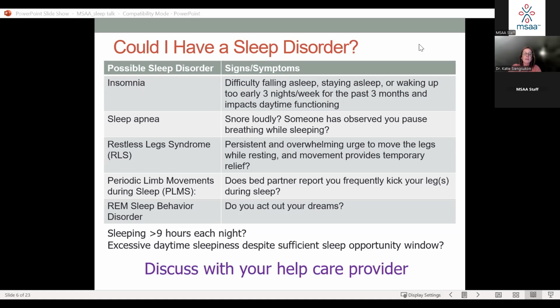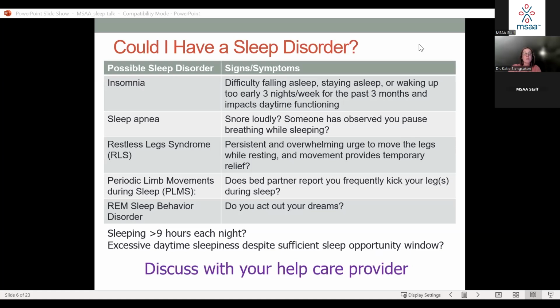Another common sleep disorder, and it has an increased prevalence in people with MS, is restless leg syndrome. And this is when people have a persistent or overwhelming urge to move their legs while they are resting. And then when they move their legs, it provides temporary relief. But then that overwhelming urge returns. And so people are aware that they have this overwhelming sense to move their legs, and it oftentimes manifests, of course, when they are attempting to fall asleep.